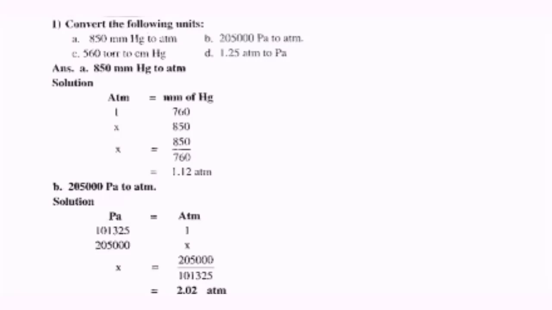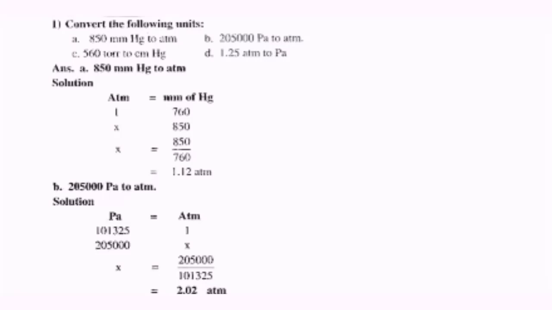Now the value that we have to find out is 850 as given in our statement. We do not know the exact answer, so we denote it by x. Now to find out the value of x, we simply divide our given value by the standard value of mm of Hg, that is 760. This gives us the answer 1.12 atm. This is how you can convert atm into any other standard unit of pressure.